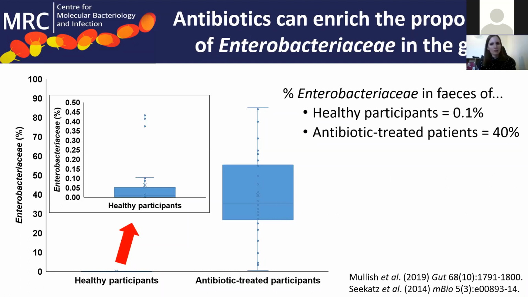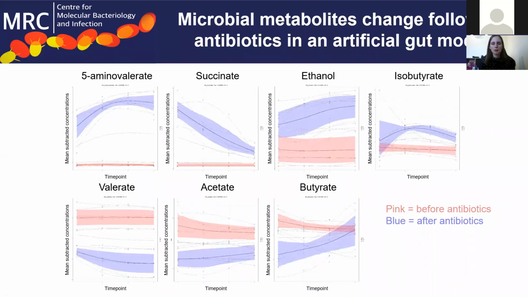So if we take our artificial gut model and we administer antibiotics, we can see there are changes in metabolites. The lines in blue represent a time series of samples from patients after antibiotic treatment, and the lines shown in pink are the samples taken from the artificial gut model before antibiotic treatment. So you can see the antibiotics cause an increase in the amount of these metabolites: 5-aminovalerate, succinate, ethanol, and isobutyrate, and also cause a decrease in valerate, acetate, and butyrate.